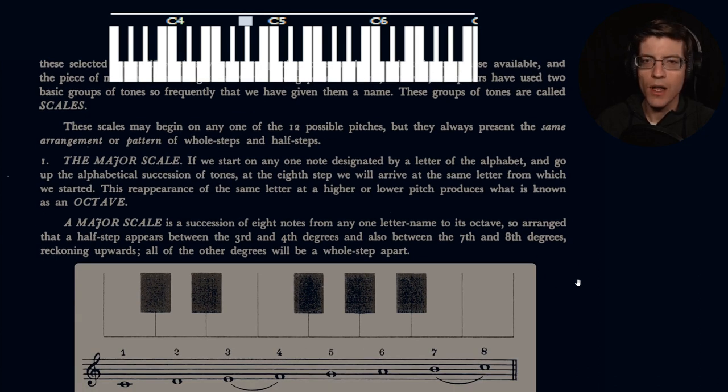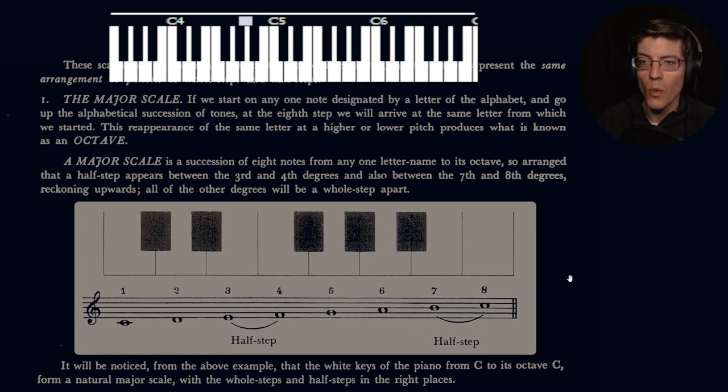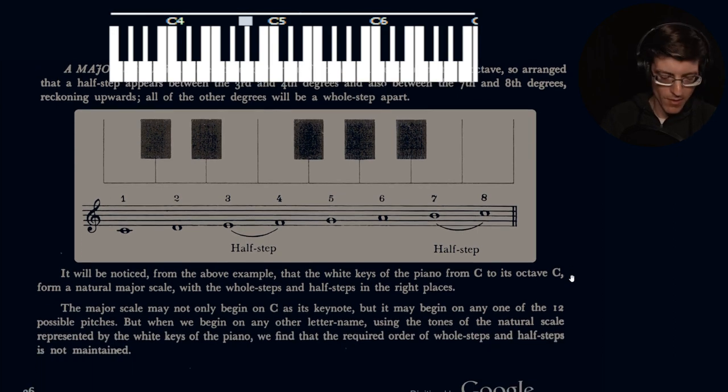The major scale. If we start on any one note designated by a letter of the alphabet and go up the alphabetical succession of tones, at the eighth step, we will arrive at the same letter from which we started. This reappearance of the same letter as a higher or lower pitch produces what is known as an octave. A major scale is a succession of eight notes from any one letter name to its octave, so arranged that a half step appears between the third and fourth degrees, and also between the seventh and eighth degrees. Reckoning upwards, all of the other degrees will be a whole step apart. So if I play that here, so one, two, three, four, half step between three and four, 5, 6, 7, 8, half step between 7 and 8.